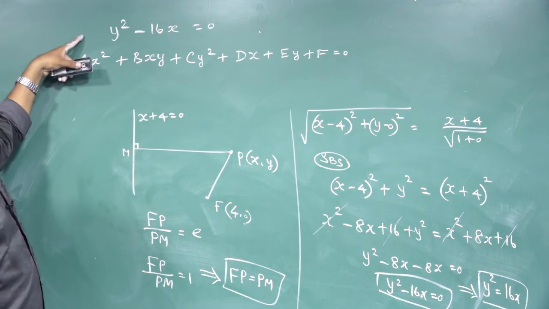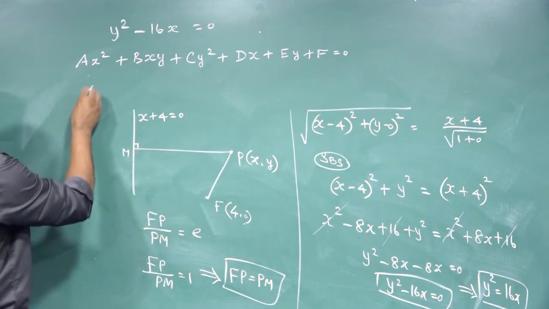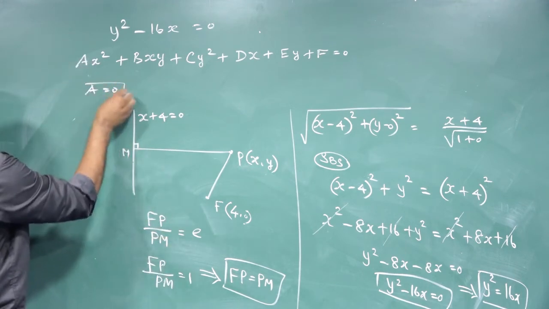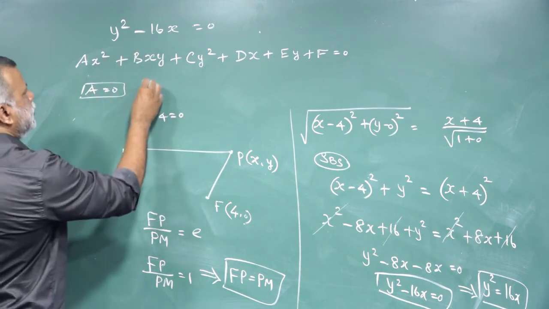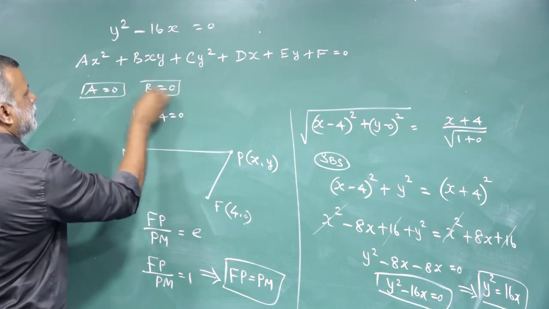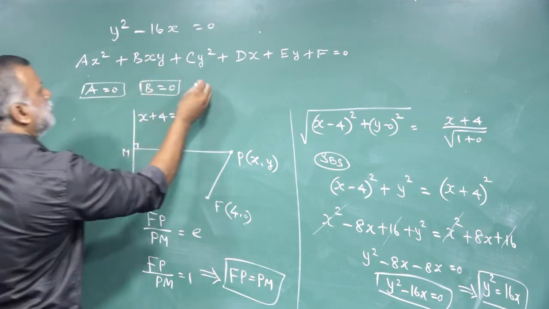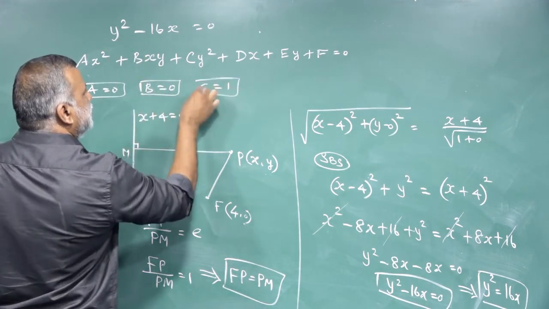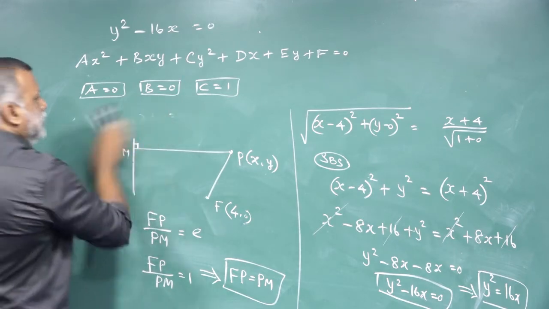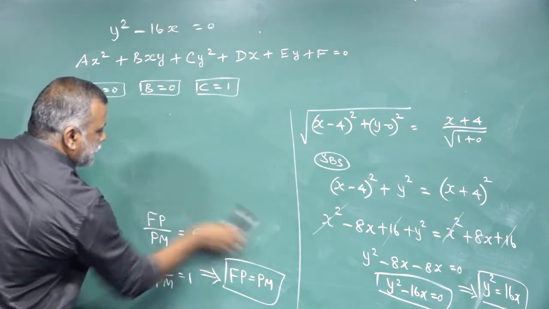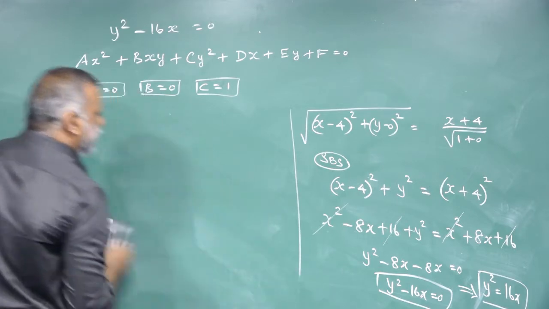Now compare this one. There is no x squared term, therefore we can say a equal to 0. Then there is no xy term, so b is also 0. Then c must be 1. So compare always with the general standard equation of the conics.